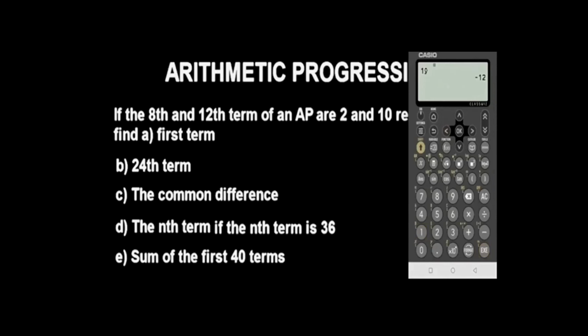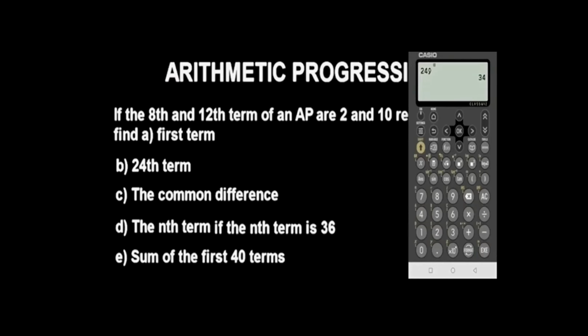If you want to get the 24th term, which is for B, go to this place, remove this one, put 24. That's it, press execute. The 24th term is what? 34. The C part of the question, the common difference. Now, common difference in maths talks about subtraction.